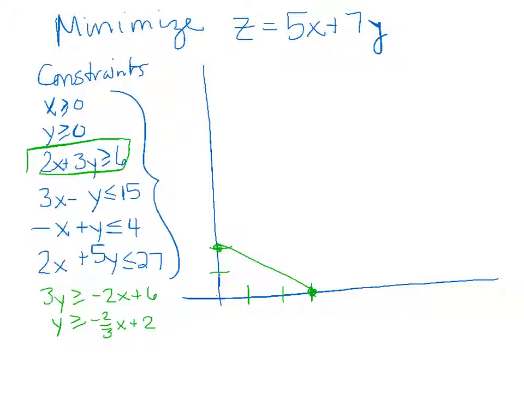Testing 0, 0, 0 greater than 2, no. So 0, 0 is not a good one for the first time. So we want to do the other side of the line that does not include 0, 0. So that's going to be this side. Okay? I'm going to try and keep things neat and only put one arrow so I know which side of the line I'm on. All right, then I'm going to try another equation. So let's try this one. That's going to give me 3x minus 15 is less than or equal to y.